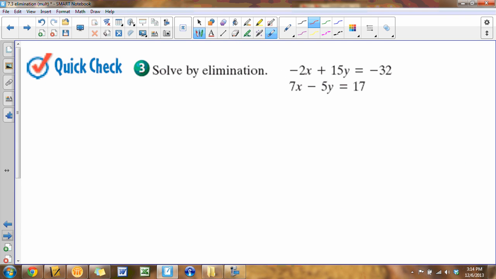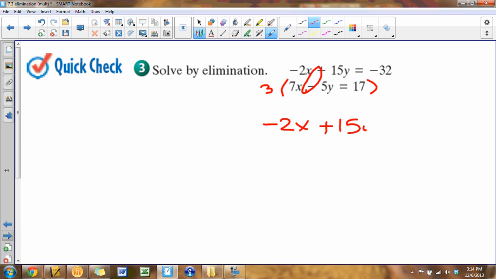So this one, I'm looking at my two x's. I got -2 and 7. Nothing goes nicely into that one. 15 and 5. Now that one looks pretty good because I can multiply the 5 and get a 15. So I'm going to multiply this by 3. And I'm not going to do negative this time because my signs here are already opposite. If they're already opposite, then I don't need to multiply by negative.